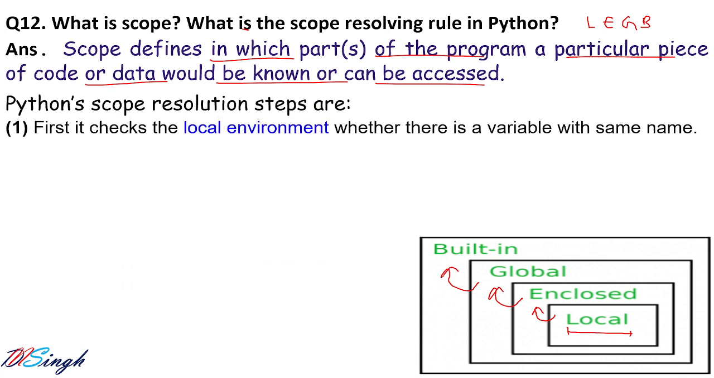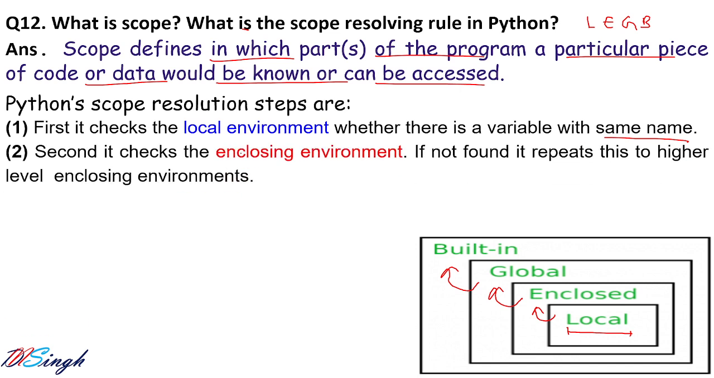Let us see. Python first looks for the local environment where there is a variable with the same name. Second, it checks for the enclosing environment. Sometimes there are nested blocks. So if I write an if with some condition and a variable x defined as 10, and again one more if with some condition, and here I have x equal to 20 and try to print x. So first it will look into the local scope. This is what? Local.